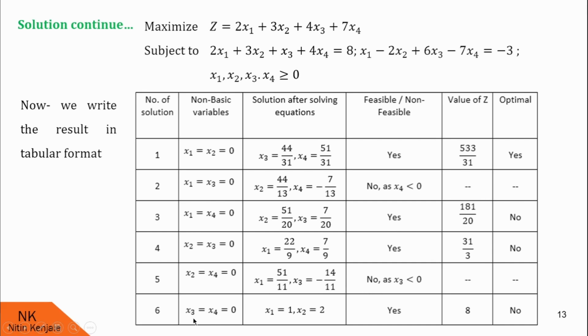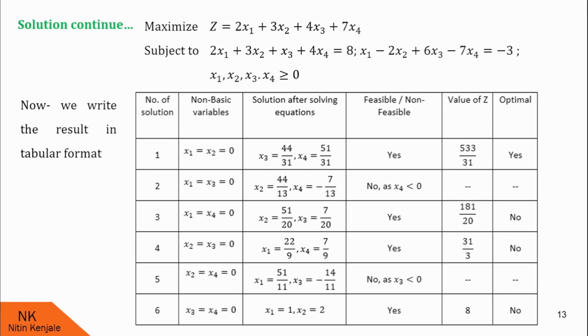Same thing we do with last case. After substituting x3 and x4 equal to 0 into these constraints, we see x1 is 1, x2 is 2. And yes, this solution is feasible because it satisfies these two equations as well as it obeys the non-negative restriction. Simultaneously, we have to obtain the value of this objective function by substituting this solution into this objective function.